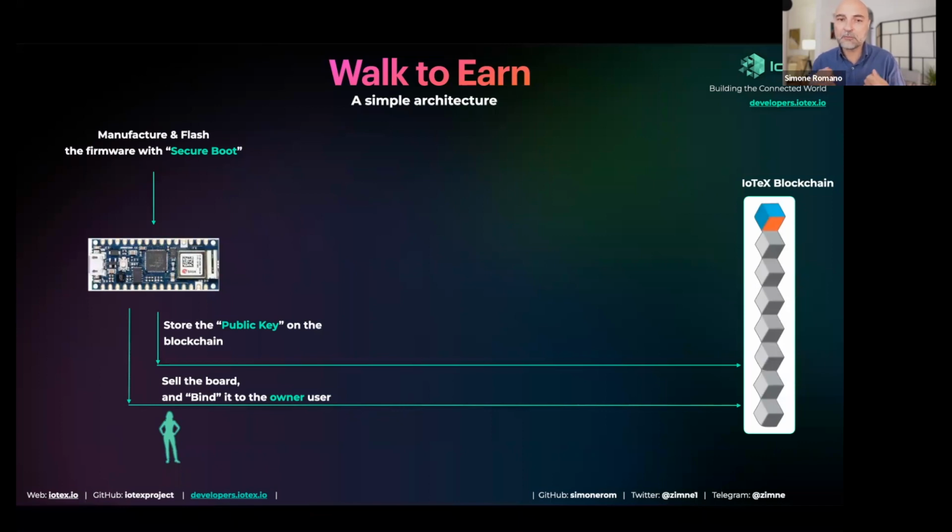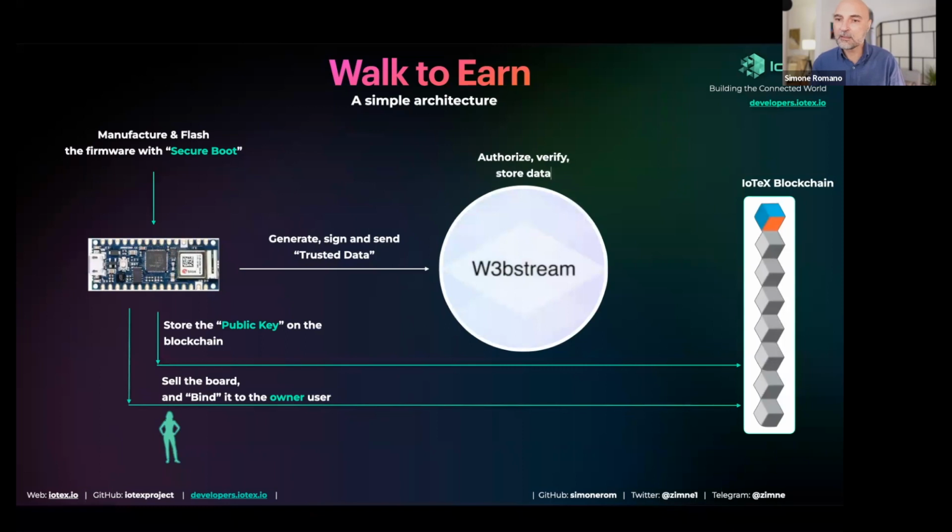So after you have manufactured your product, you have stored the public key on the blockchain, and then you have eventually distributed your devices and associated the device with the owner. The owner will start using this device, which will start sending trusted data, using the secure chip on board to sign securely every data message it's sending. And it's sending the data to the WebStream infrastructure, whose role is to authorize this data, to authorize the device, verify the data, store the data, and store any other business concept or entity that is defined in the application, in the database.